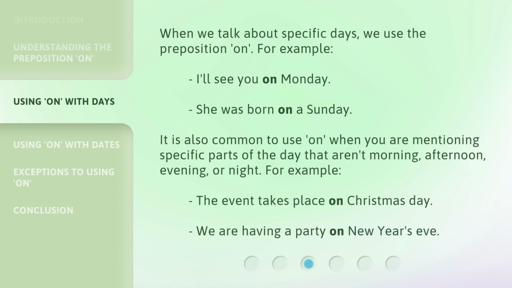When we talk about specific days, we use the preposition on. For example, I'll see you on Monday. She was born on a Sunday. It is also common to use on when you are mentioning specific parts of the day that aren't morning, afternoon, evening, or night. For example, the event takes place on Christmas Day. We are having a party on New Year's Eve.